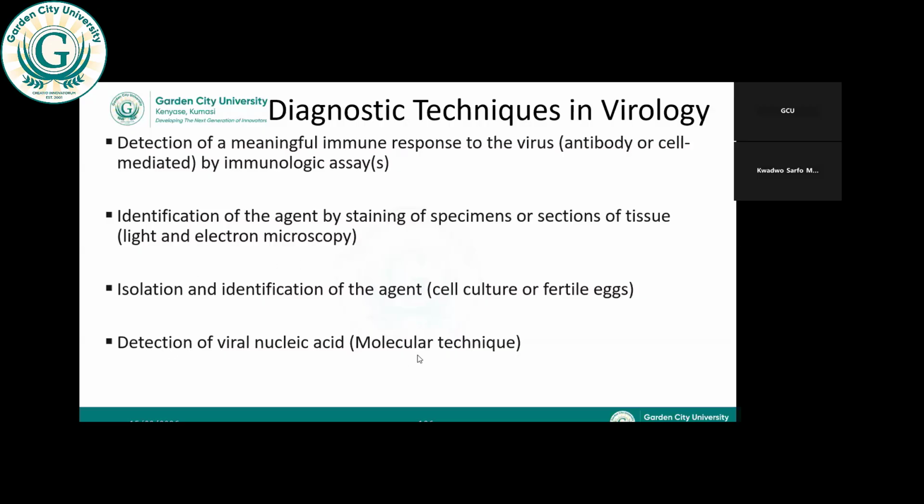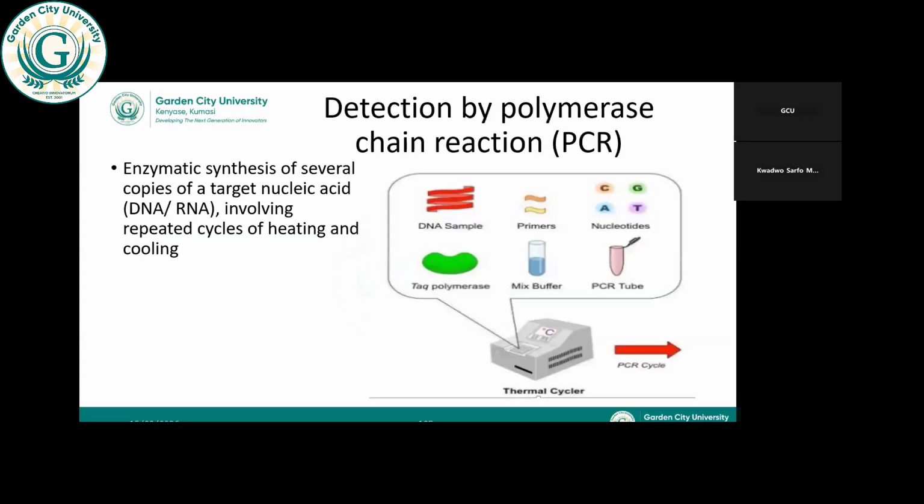You can also use molecular techniques where you extract DNA or RNA of the virus, then you multiply, you amplify them, and then you can detect, because the numbers have now become many. So PCR, polymerase chain reaction, is commonly used for detection of viruses when we suspect such infections.